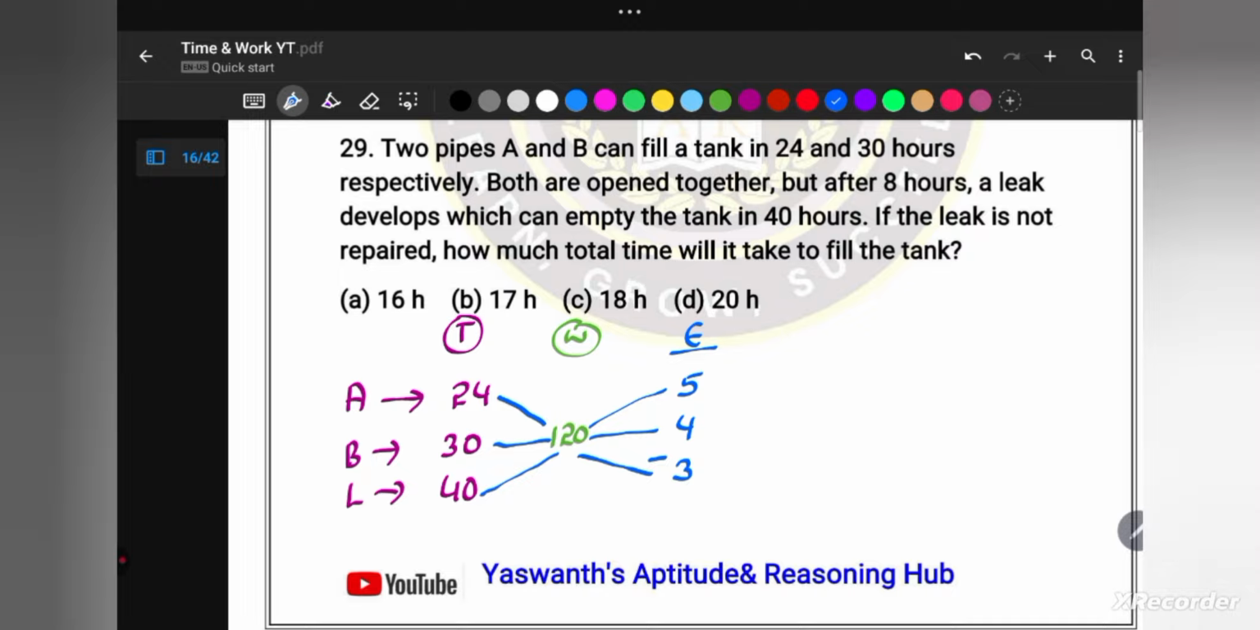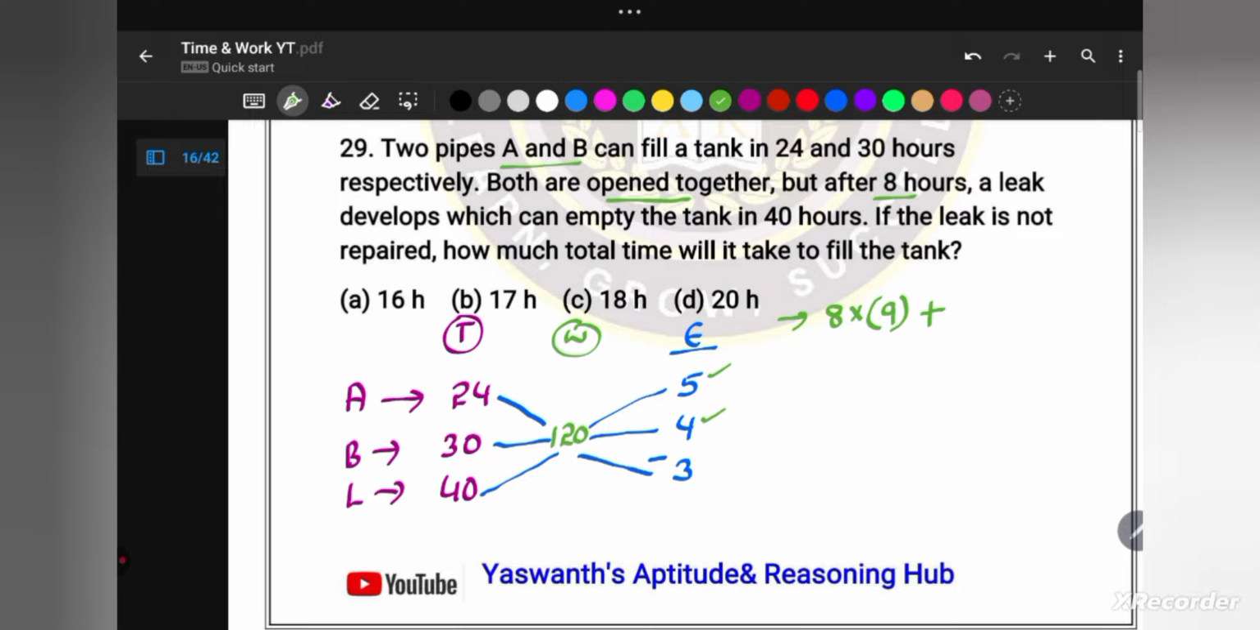Now in the question he is mentioning that both are opened together. That means A and B are opened, and they work for 8 hours. Their efficiencies are 5 and 4, so 5 plus 4 will be 9. After that, a leak is developed, which can empty the tank in 40 hours. The leak is not repaired. He's asking how much total time will be required to fill the tank.